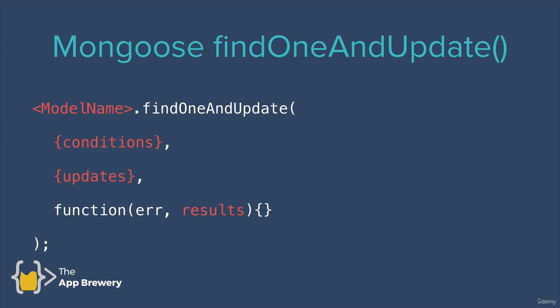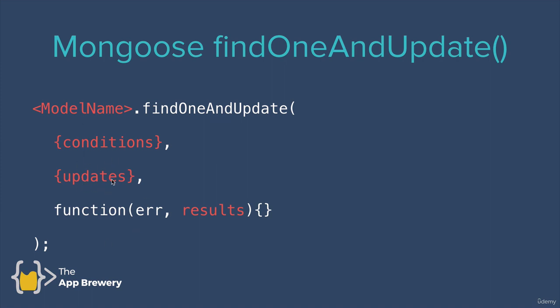We first specify the model, which corresponds to the collection that we want to findOneAndUpdate from. Then we call findOneAndUpdate, and finally we provide three things. One is the filter conditions. What do we want to find, right? This is the query. The second is, what do you want to update? And the final thing is a callback, where we get the results of what we found based on those conditions. So in our case, the conditions we've already seen before, and the callback we've already seen before.